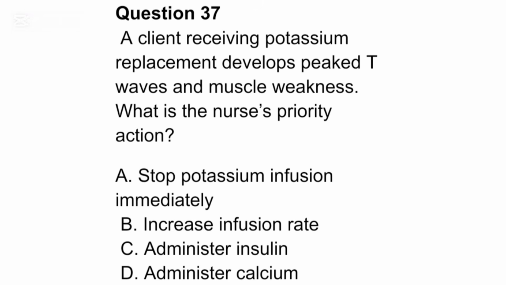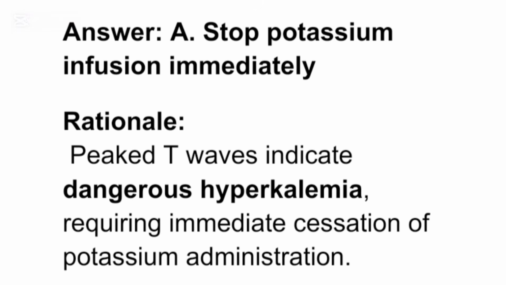Question 37. A client receiving potassium replacement develops peaked T waves and muscle weakness. What is the nurse's priority action? A. Stop potassium infusion immediately. B. Increase infusion rate. C. Administer insulin. D. Administer calcium. Answer: A. Stop potassium infusion immediately. Rationale: Peaked T waves indicate dangerous hyperkalemia requiring immediate cessation of potassium administration.